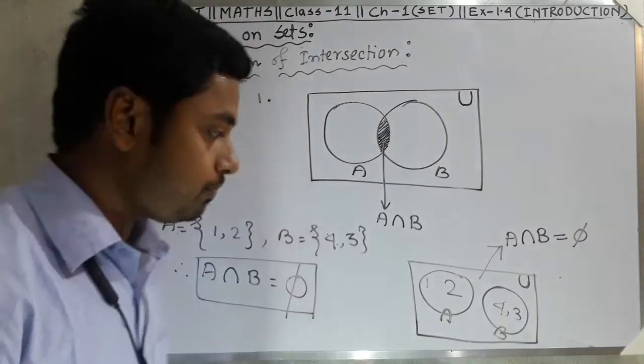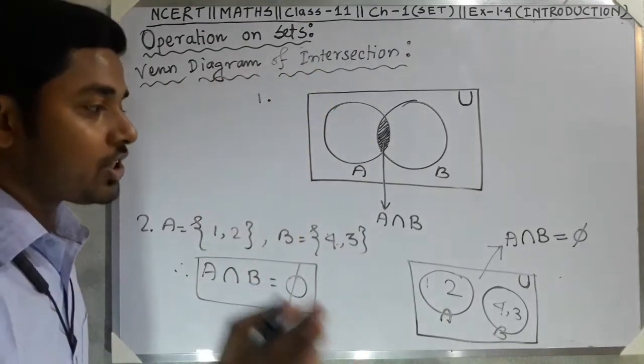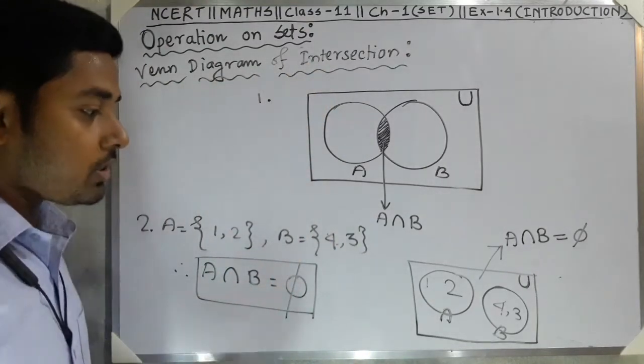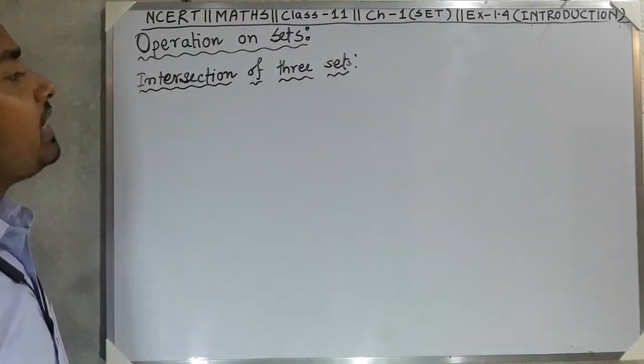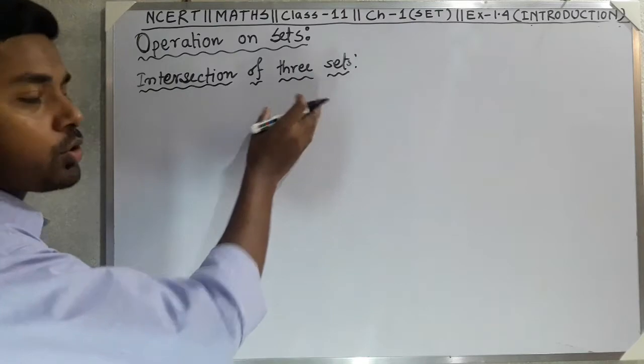Is that clear? So this is the Venn diagram for the intersection of two sets. Okay, so pause the video to note it down. Now we will learn the intersection of three sets, same as for two sets.